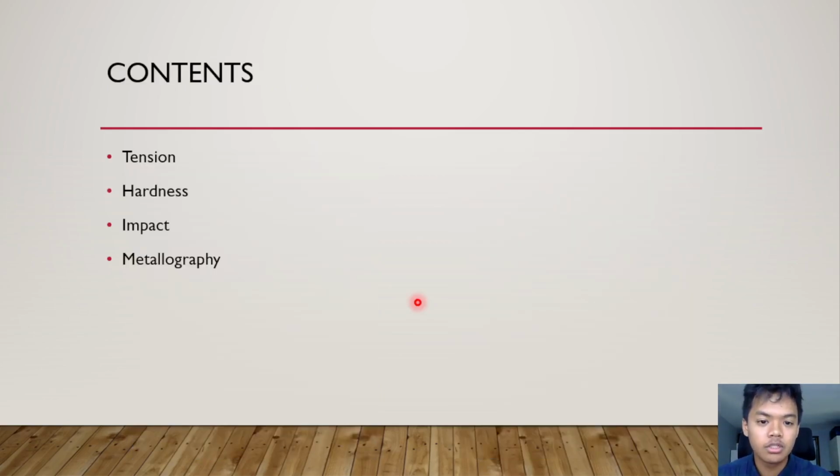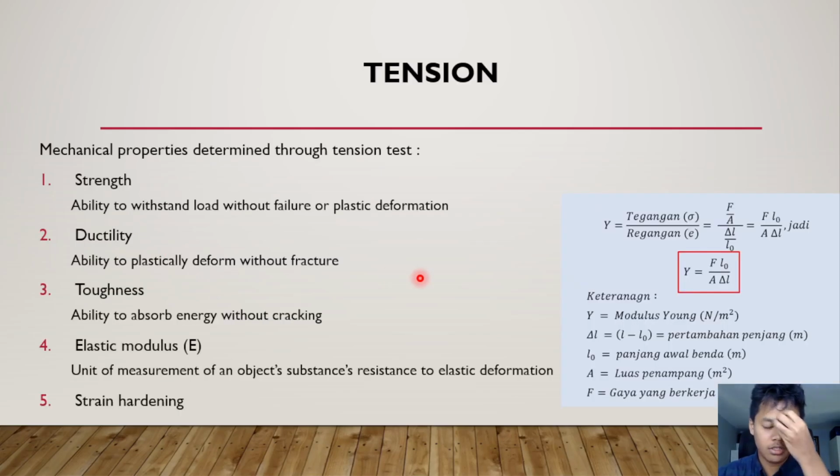Contents. What we'll be discussing today is first tension, hardness, impact, and finally metallography. Okay, so tension. Through a tension test, what mechanical properties of a material can we obtain? First, we can obtain its strength, ductility, toughness, its elastic modulus, and its strain hardening capabilities.